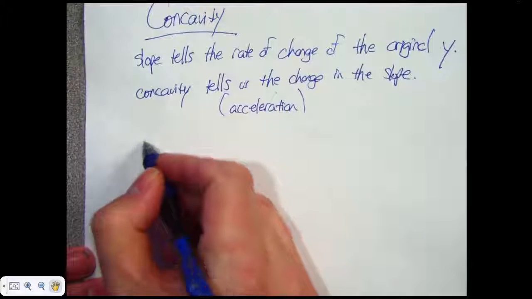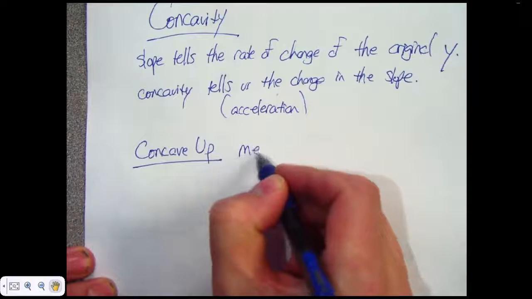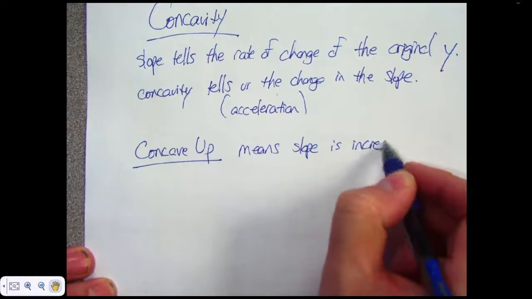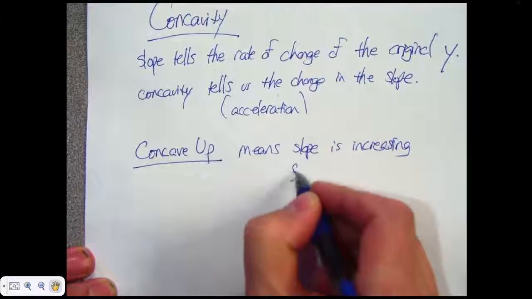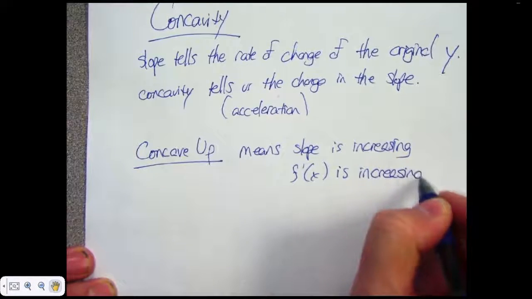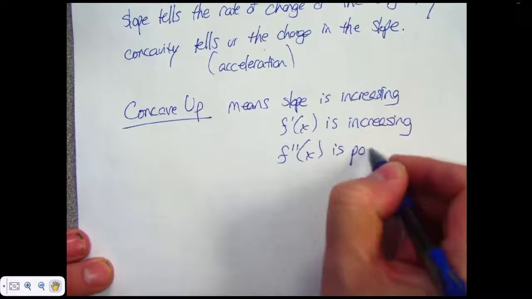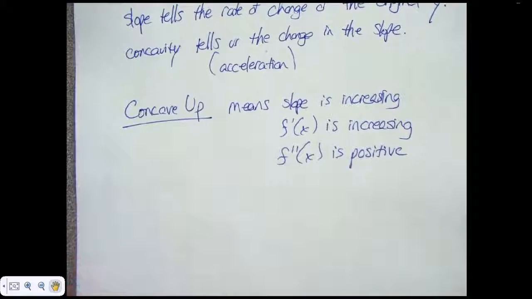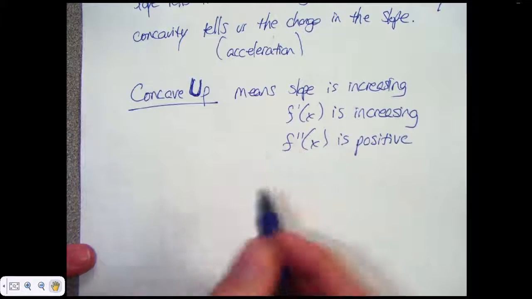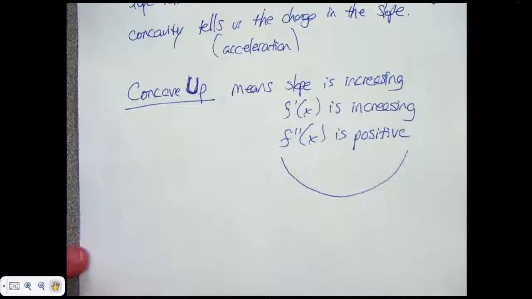So concave up means the slope is increasing, which means f prime of x is increasing, which means f double prime of x is positive, and that U. The concave is really fortunate that up is spelled like that, because in the original graph it looks like a U.